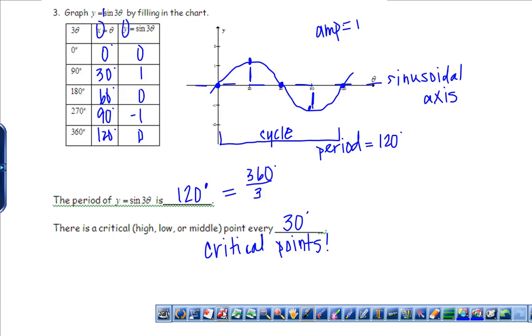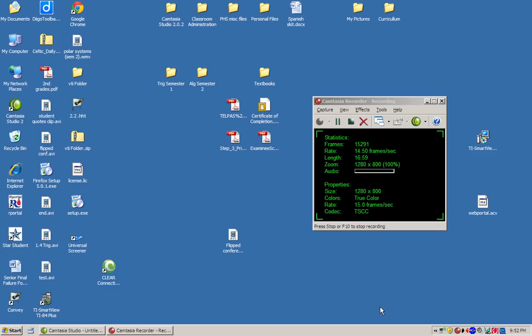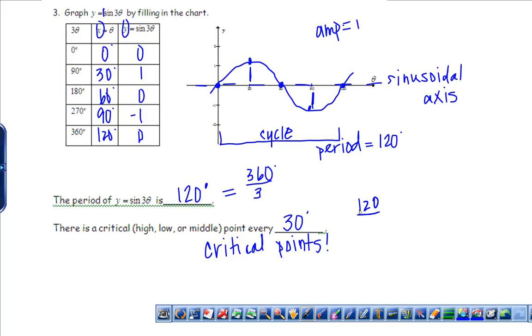360 is represented by 2 pi. So if we take 2 pi and divide it by the number right by your x value, you get pi. Okay, so we're doing the same thing that we did in the previous problem. Now, how did we get our critical points? In the previous problem, you can take 120 and divide it by 4 in order to get 30 degrees.